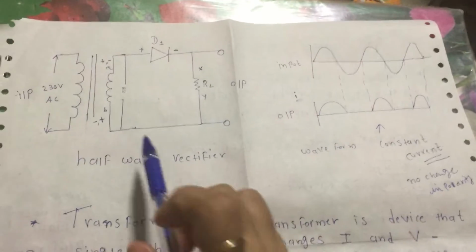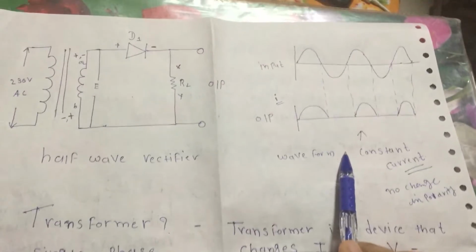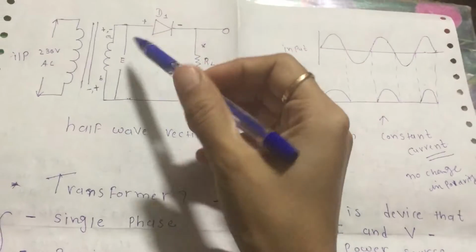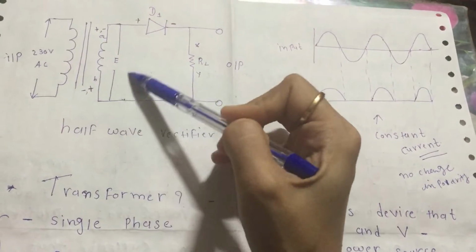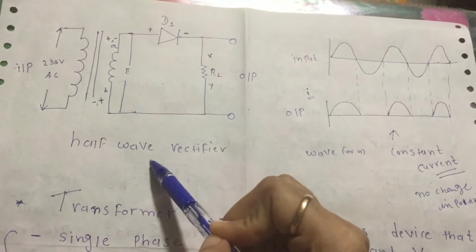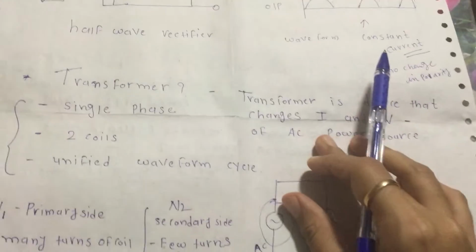So let's see the rectifier. This is the half-wave rectifier circuit diagram and this is the waveform of the rectifier. Okay, so here you can see this is the transformer. Why do we use the transformer in this half-wave rectifier? Okay, so let's first see what a transformer is.